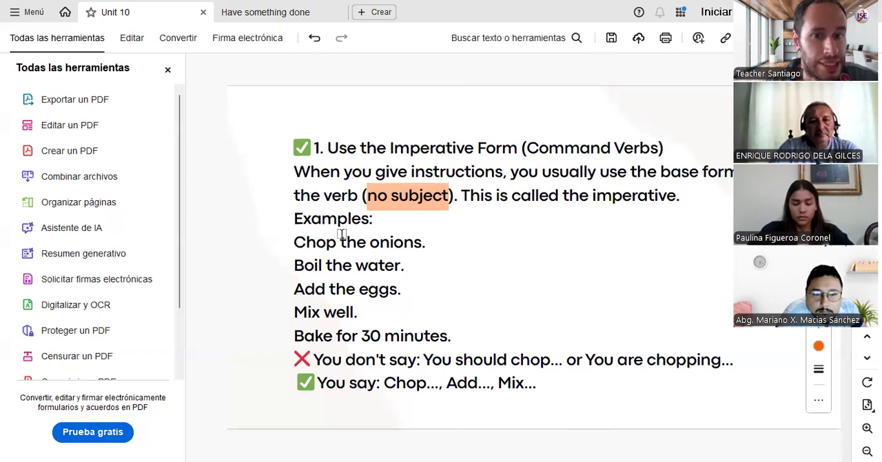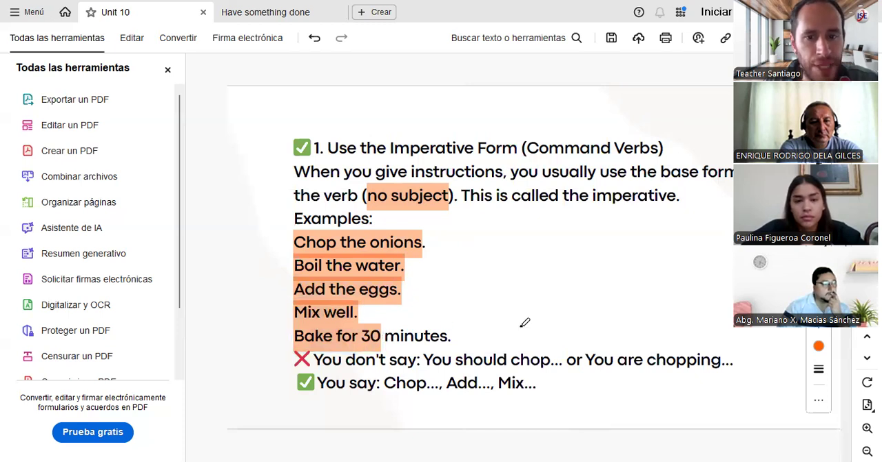So let's check. Chop the onions. Notice we don't mention who. You, he, she, it, they, we, I, Paulina, Enrique, right? There is nobody. This is a kind of order or instruction. Chop, machaca, the onions, right? Boil the water. Hierve el agua. But we don't mention who, right? This is an instruction. Add eggs. Mix well. And bake for 30 minutes.